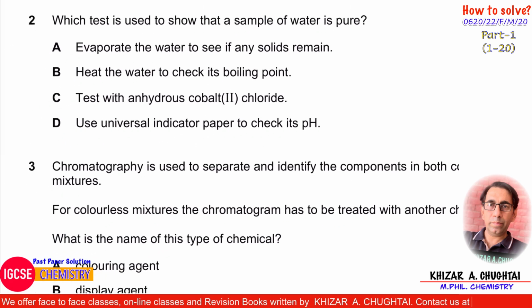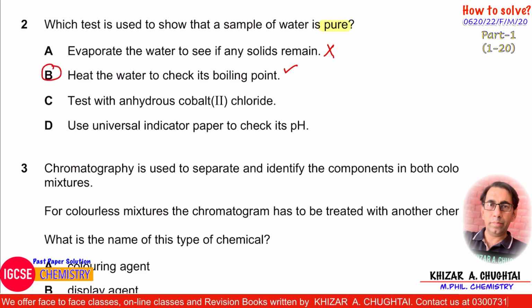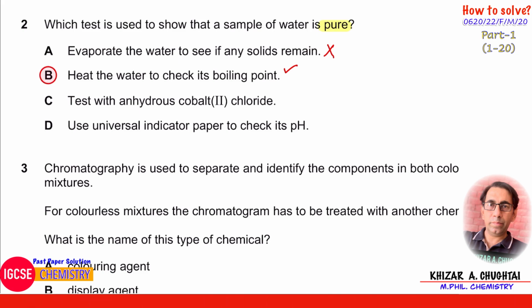Question number 2. Which test is used to show the sample of water is pure? The test for purity is basically melting point and boiling point. Option A, evaporate the water to see if any solid remains. The answer is no. Heat the water to check its boiling point. Yes. So basically boiling point and melting point are the basic, accurate tools to check the purity of a sample. So B is the correct option.